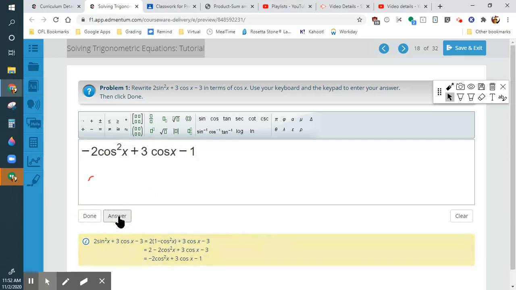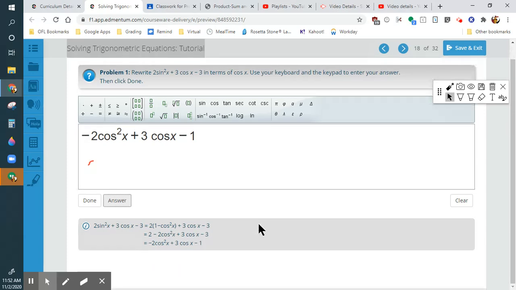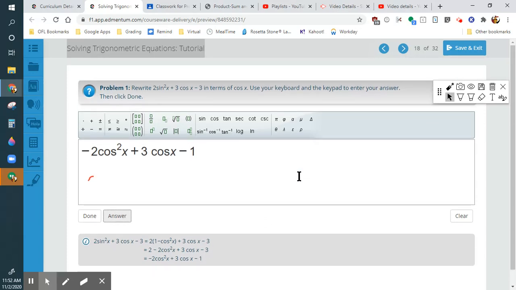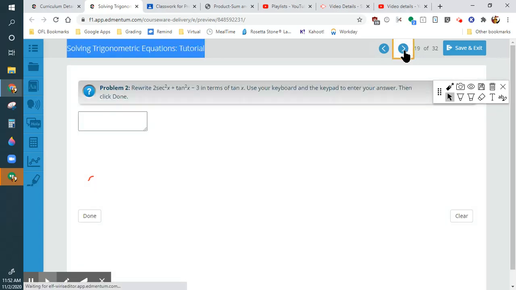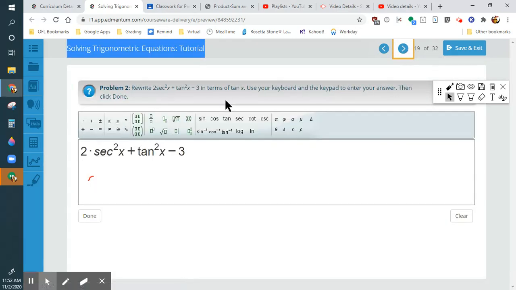All right, let's see what it wanted for the answer. Oh my gosh, it literally just wanted me to substitute the sine squared x. That was it. So I did a little bit more work than I had to, but we can see how we can solve these equations afterwards. All right, so now we're going to rewrite this one.